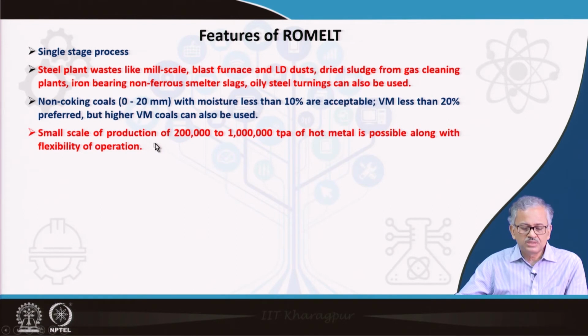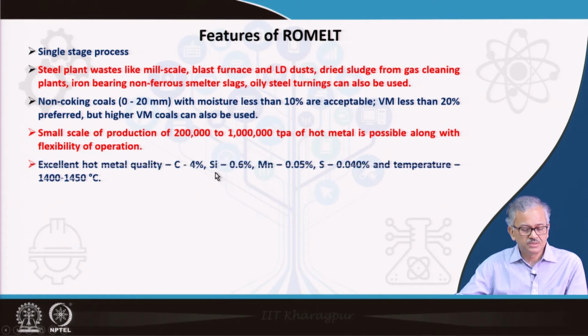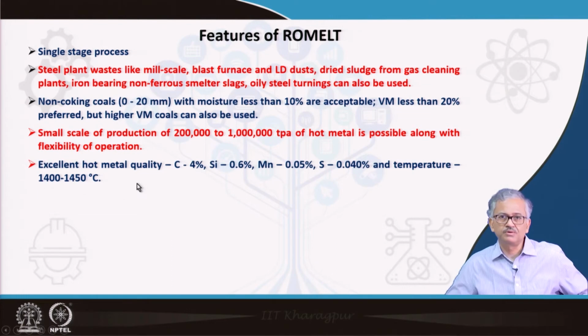Small scale production, basically in this scale, that is 2 lakhs to 1 million ton per annum, hot metal is possible along with the flexibility of operation. Excellent metal quality, that is 4% carbon. You can see silicon, manganese, sulfur are quite less, and the temperature is around 1400 to 1415.